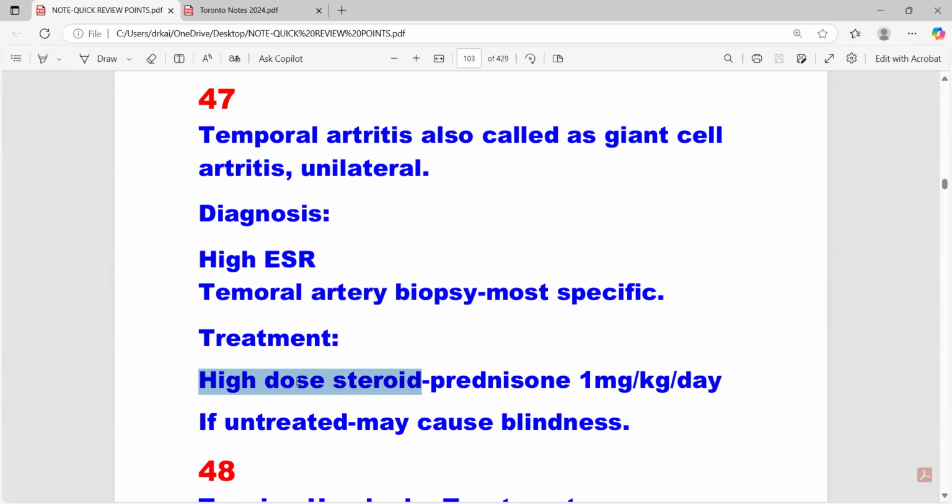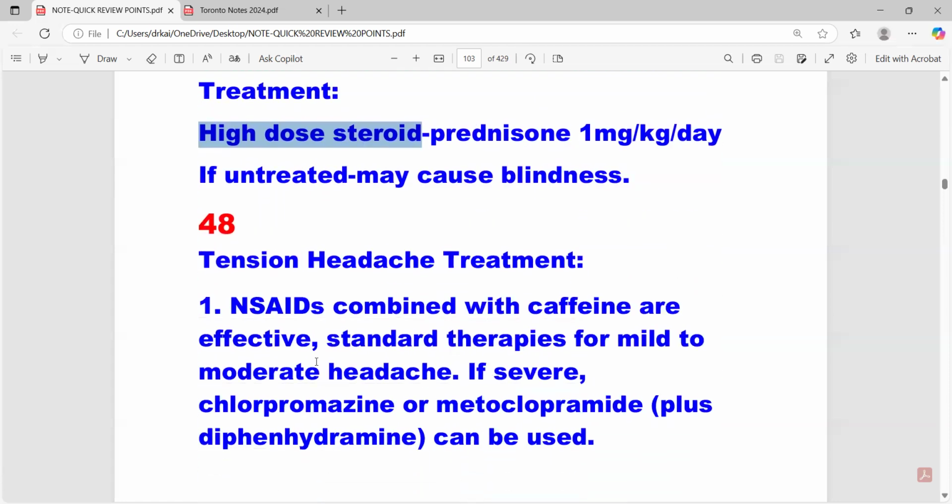Here I want to highlight one thing. Remember prednisone. What's the difference between prednisone and prednisolone? Prednisone is mainly given in adults. Prednisolone is given mainly in children. Okay. If untreated, it may cause blindness.